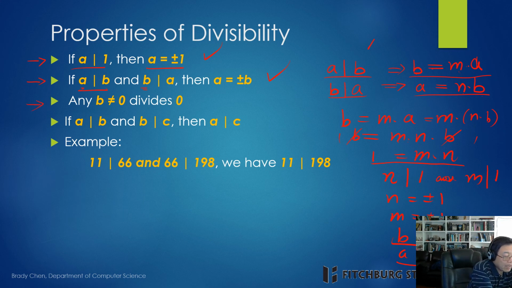That's trivial. Any b which is non-zero divides 0. So that means b divides 0 for any non-zero number. Why? Because 0 can be written as b times 0, right? So b divides 0.